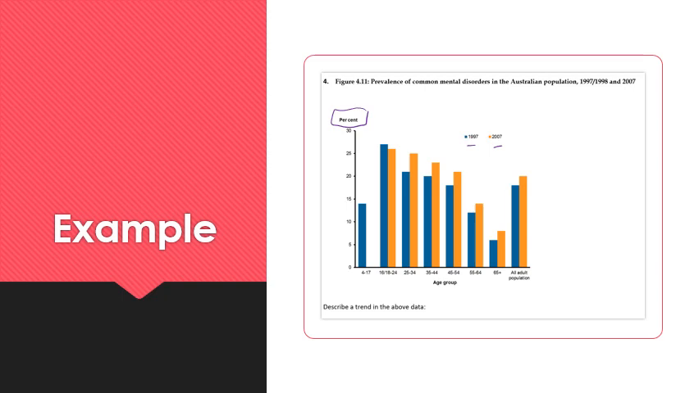So describe a trend in the data. The clearest trend you can see going down here is that as people get older, the prevalence of common mental disorders goes down. And then you could say, for example, at 16 to 24, in 1997, it was this number compared to 65 plus in 1997, which was this number percent. Okay, so that is just a pretty straightforward example.